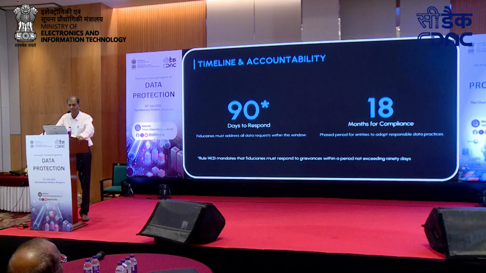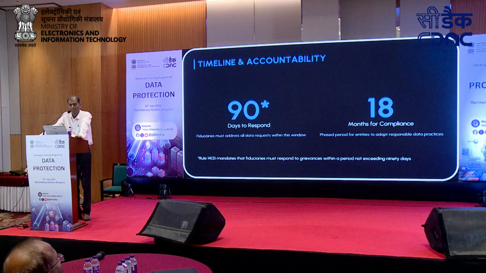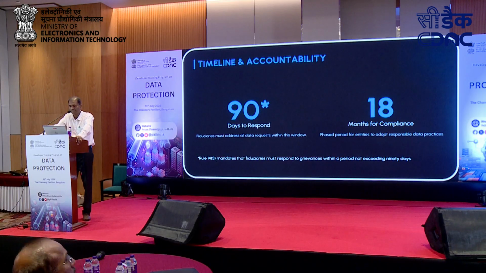So basically we can say that for any issue raised by the data principal, the data fiduciary has 90 days to respond to that particular activity. Fiduciaries must respond to all the requests within that 90-day window. And 18 months are there for compliance, right? Right now it's not there, but of course there is a phased period for entities to adopt responsible data practices. And Rule 14(3) mandates that fiduciaries must respond to grievances within a period not exceeding 90 days. So this is from that particular act only.